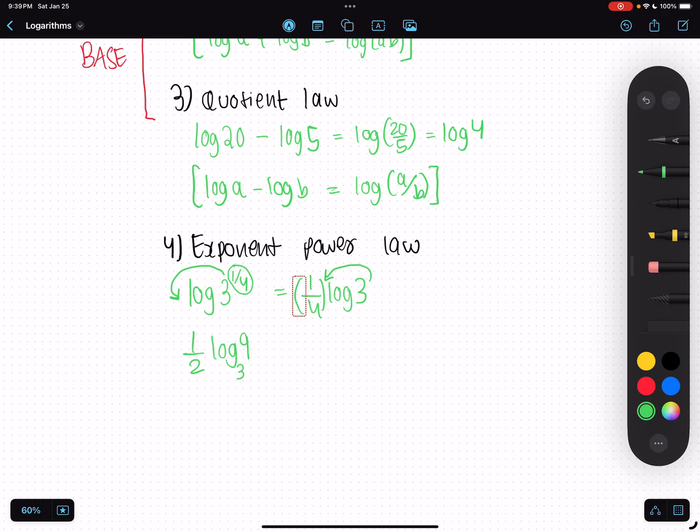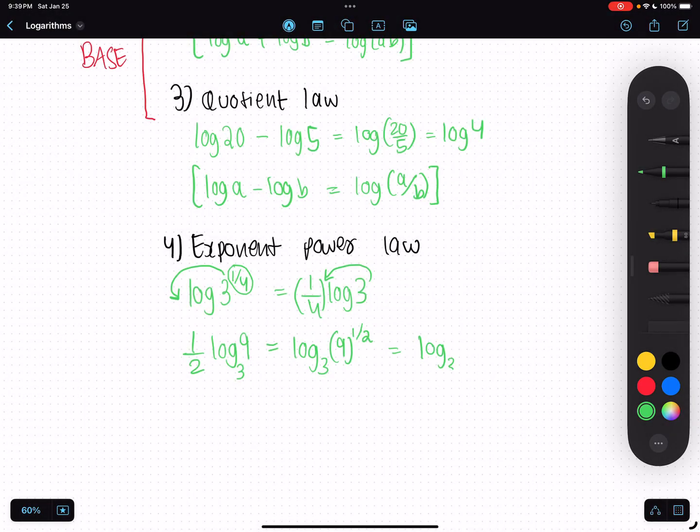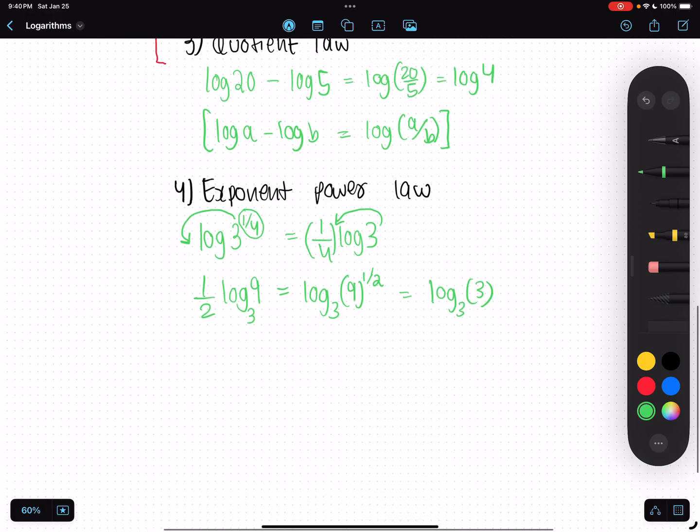So let's cover the part of this law first. In this law, since we know that an exponent can go to a coefficient, a coefficient can also become the exponent again. So you can rewrite this as log 3 of 9 to the power of 1 by 2. This 1 by 2 just got shifted up there. And 9 to the power of 1 by 2 basically is root 9. So it is equal to log 3 of root 9, and root 9 is 3. So you have log 3 of 3. That's the exponent power law.